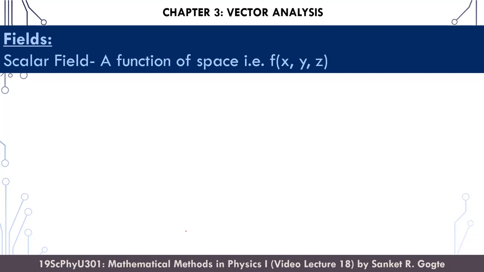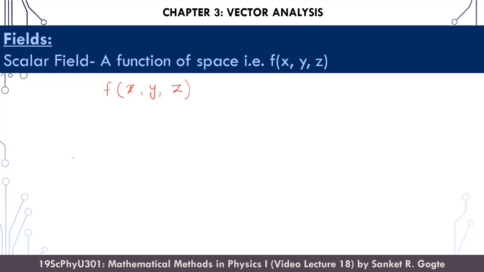For our discussion, a field is simply a function of space. So it is a function of x, y and z. So whenever we have a function of x, y, z, then that is the scalar field for us, as far as that function is a scalar quantity. So in other words, we can say that if we are associating one number at any point in the space, then that becomes the scalar field. There can be numerous examples for that.